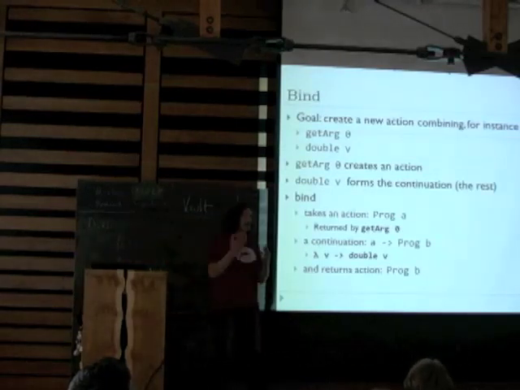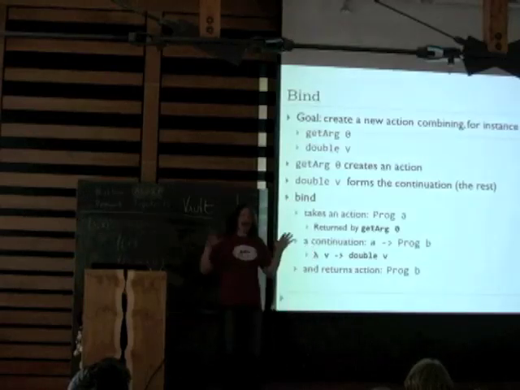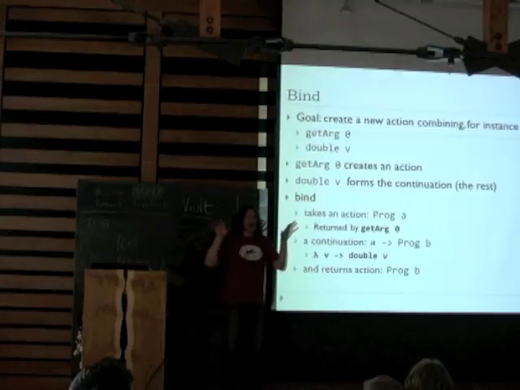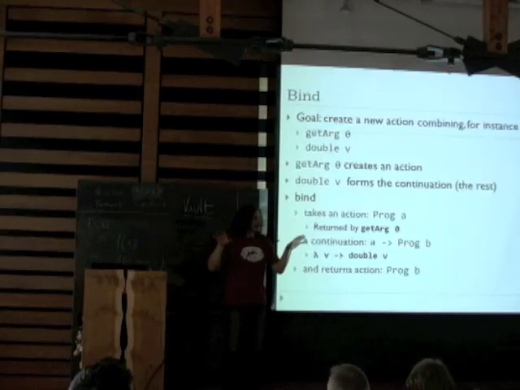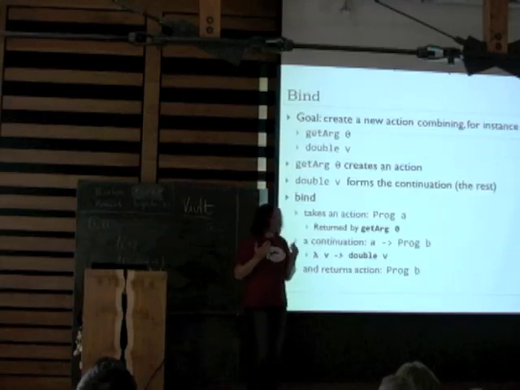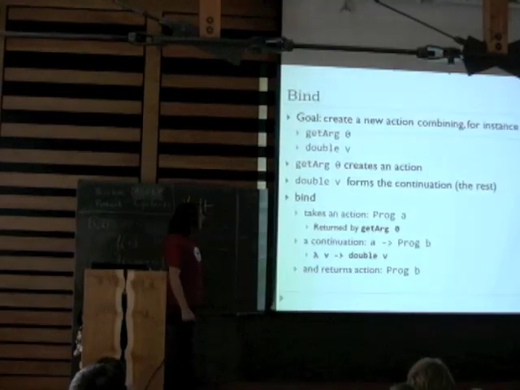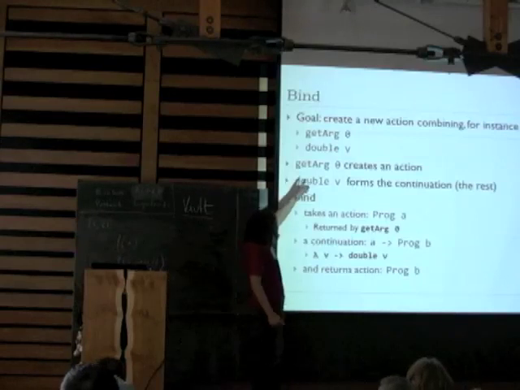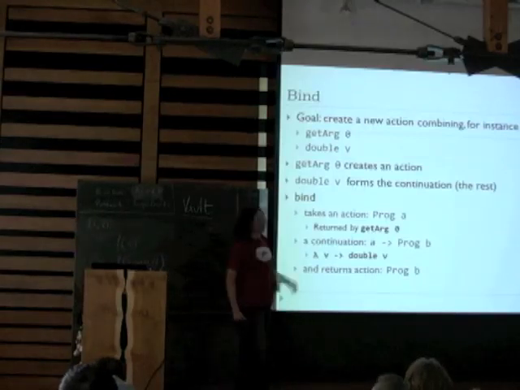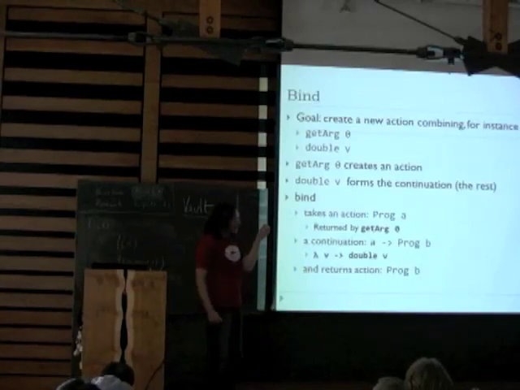Okay, now the second part of the monad is bind. So I have two monadic functions. These are functions that return promises. They don't really do something. They return promises to do something. But I want to combine them. And this is a good example of combining these functions because the second one depends on the result of the first one.